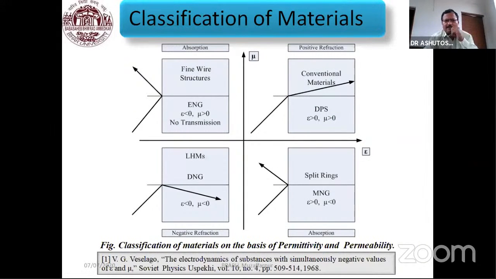Classification of materials. Based on the classification, there are 4 types of materials. The first one is the ENG.